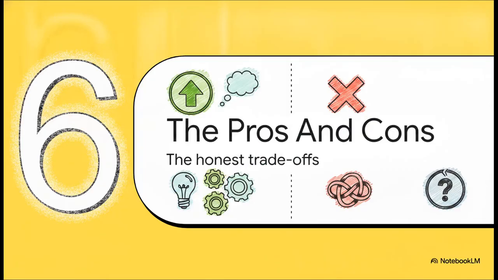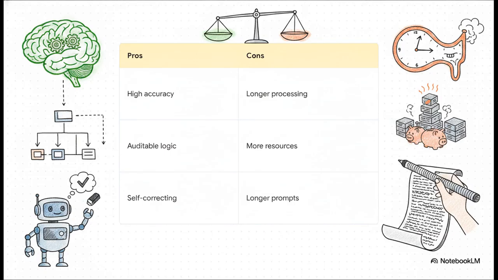Section 6. The pros and cons. Let's take a look at the honest trade-offs. And this brilliantly illustrates the balance we have to strike. The benefits are massive for sure. You get incredibly high accuracy on complex problems, a highly auditable logic trail that you can easily verify with stakeholders, and an AI that literally self-corrects its own errors mid-thought.